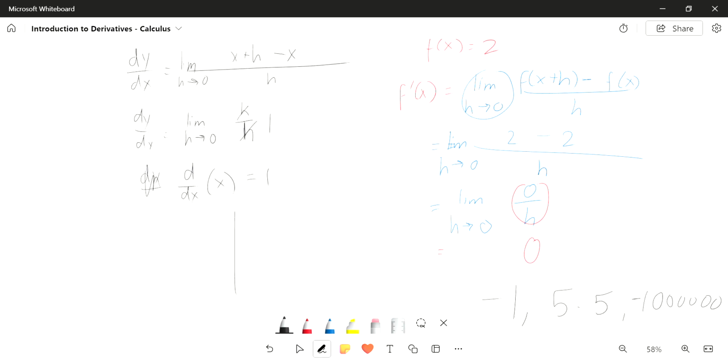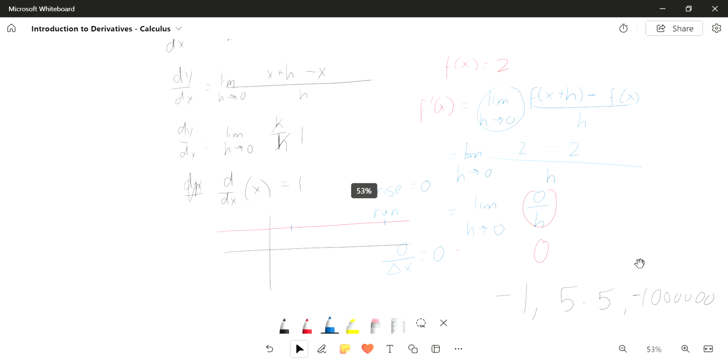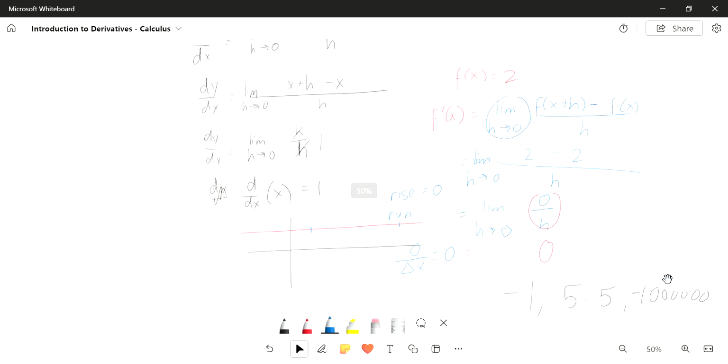And this makes sense when you look at it graphically, because your constant line is a horizontal one, and your rate of change from here to there doesn't change at all. So rise equals 0, and no matter what your run is, 0 over anything is still equal to 0. So it makes a lot of sense for us to know that this derivative will be 0.